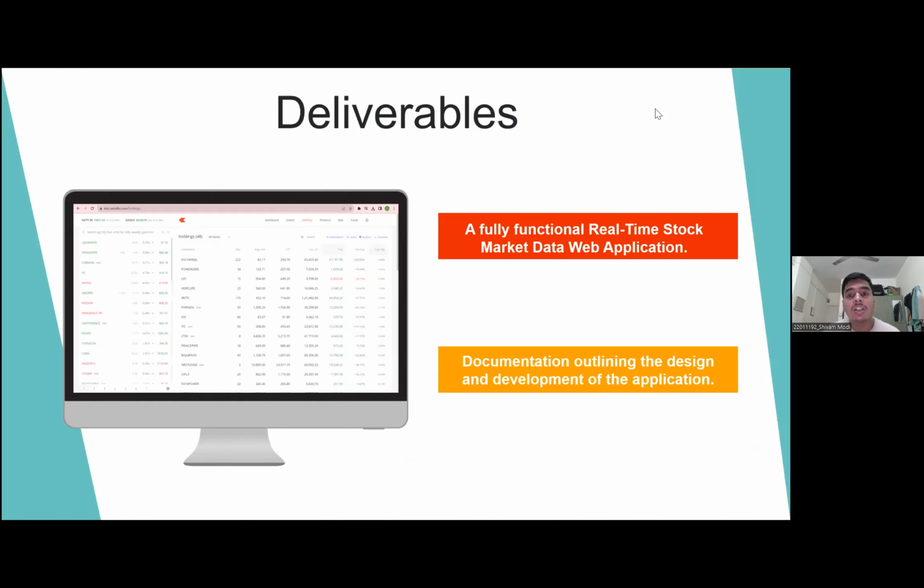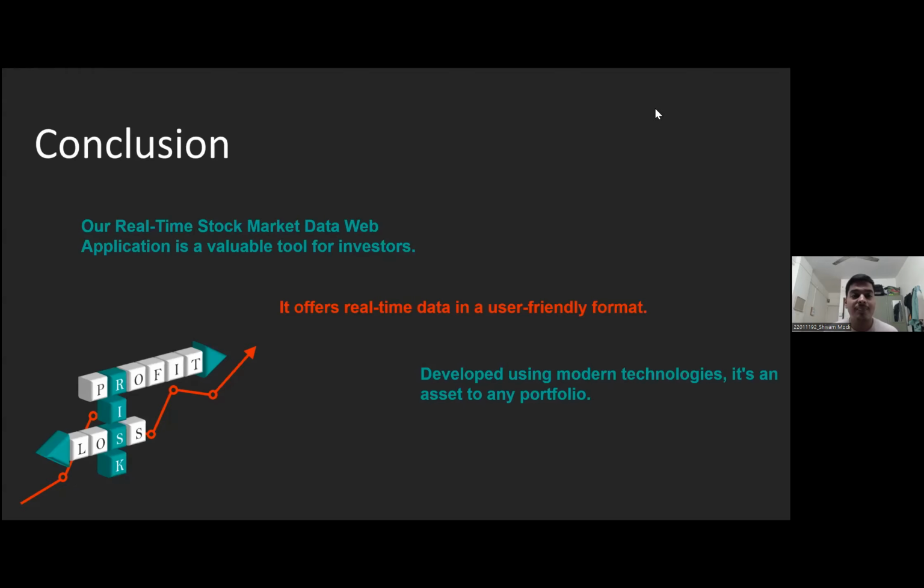And coming to the deliverables, we will deliver a fully functional real-time stock market web application, and documentation outlining the development of the application, because if any modification has to be made in the future, using that documentation and outline, the engineers can make the changes easily.